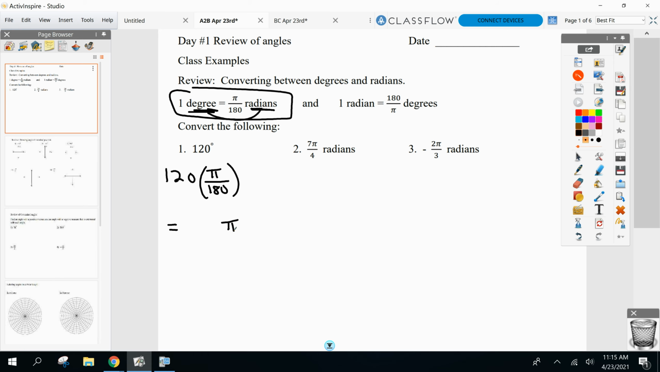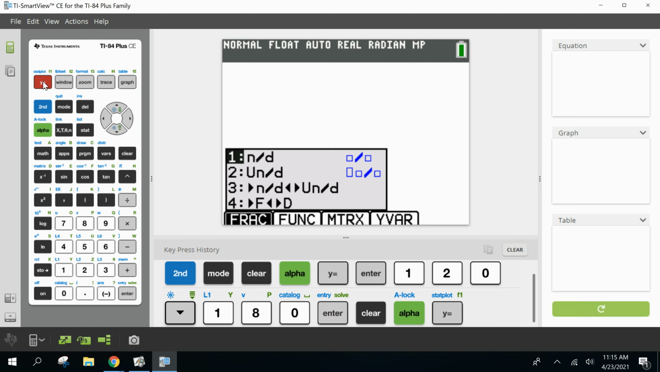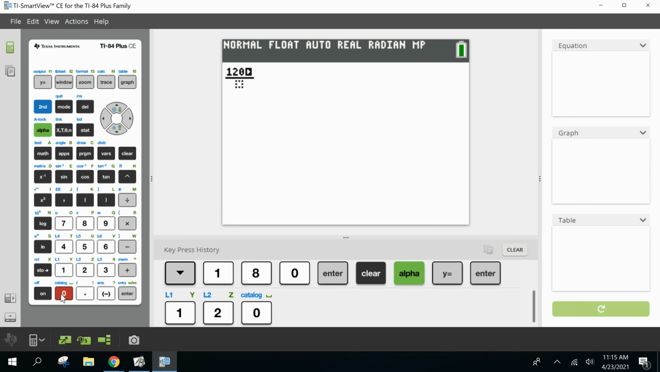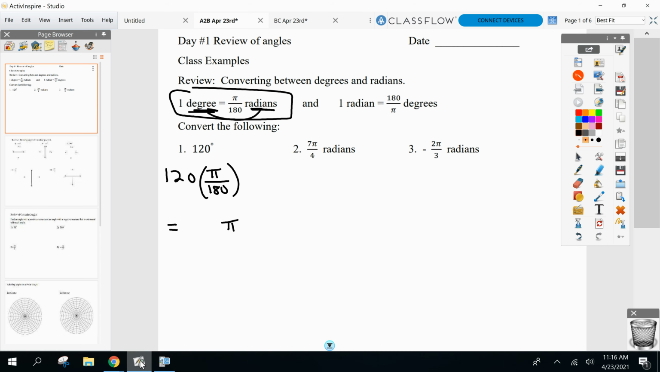Grab your calculators right now. All I need you to do is reduce 120 over 180. Go to your calculator, put it into a fraction, 120 over 180, and your calculator will reduce it for you. 2/3. So as a radian, 120 degrees is the same as 2 pi over 3 radians. So you multiply by pi over 180.